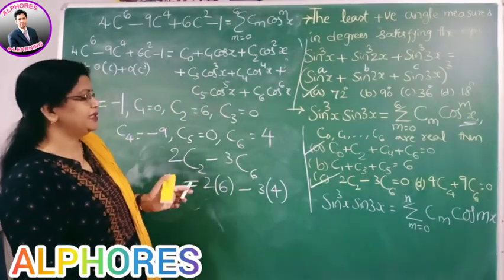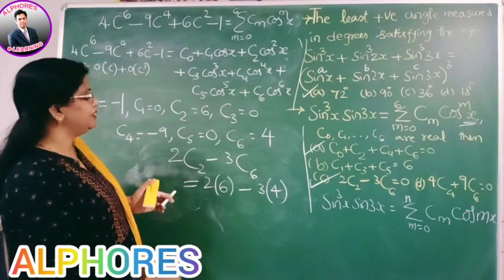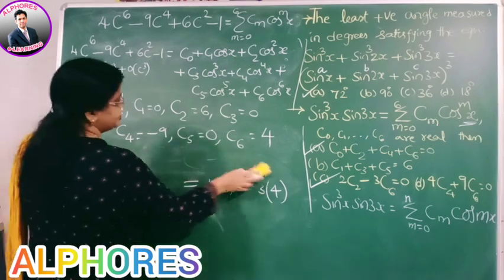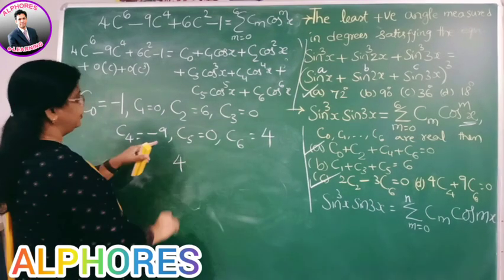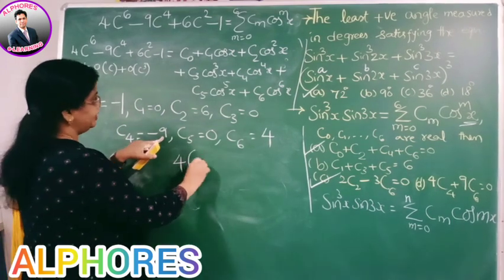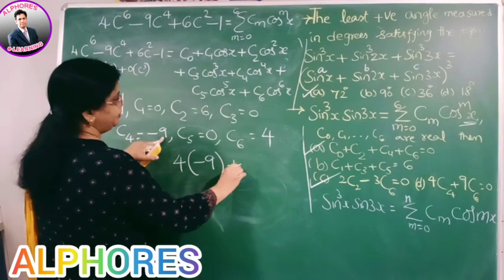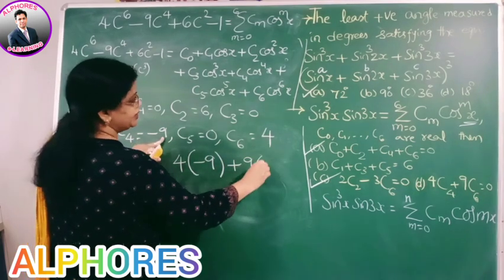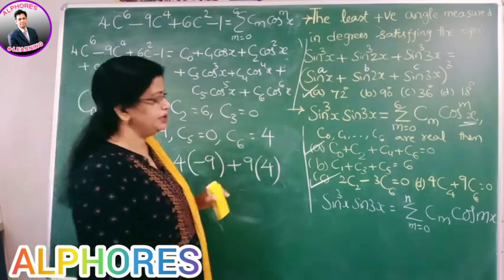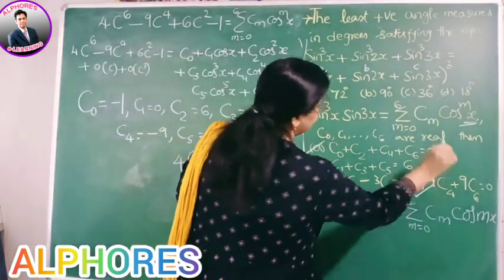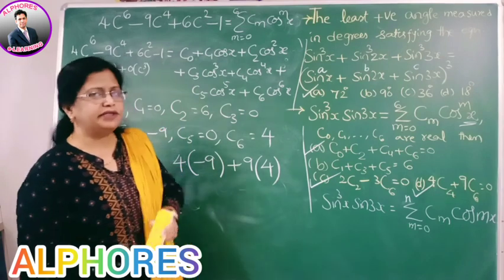And next lastly 4C4 plus 9C6. So to check here the fourth option, 4 times C4. What is C4 here? Minus 9. And next value 9 into, what is C6? 4. So now you got minus 36 plus 36. That means this is also our answer. Understand, students?